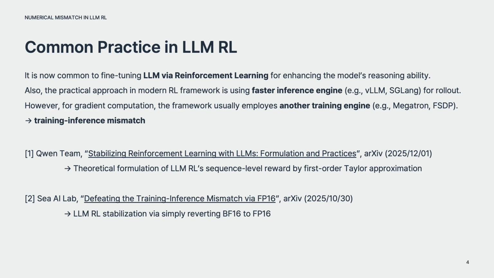In this seminar, I will summarize and discuss two papers that address this issue. The first paper from the Qwen team provides a theoretical formulation showing that approximating sequence-level rewards with token-level objectives in LLM RL relies on the assumption that this mismatch is small. The second paper from the CAI lab demonstrates empirically that this mismatch can in fact be mitigated by using higher numerical precision.